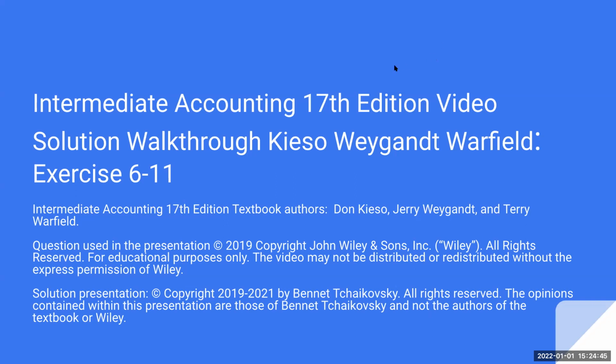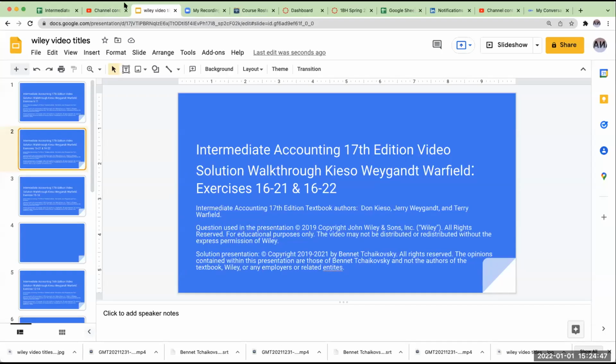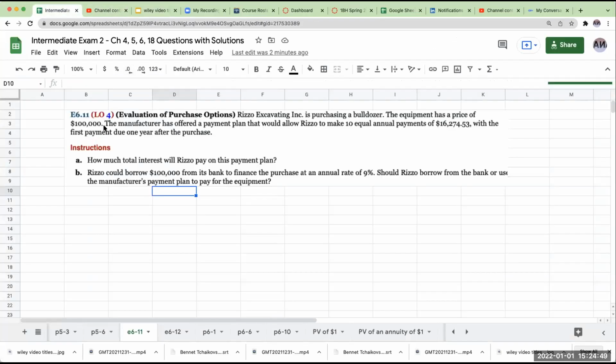Okay, let's have some accounting fun. So here we've got exercise 6-11, evaluation of purchase options. Rizzo Excavating is purchasing a bulldozer. The equipment has a manufacturer's price of $100,000. It is offered a payment plan that would allow Rizzo to make 10 equal annual payments of $16,274.53, with the first payment due 1 year after the purchase.